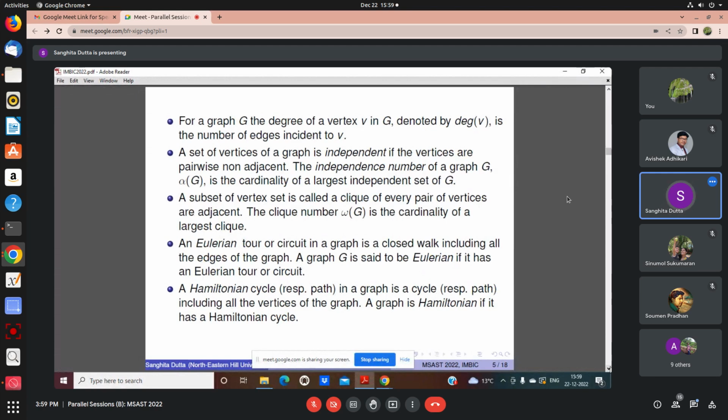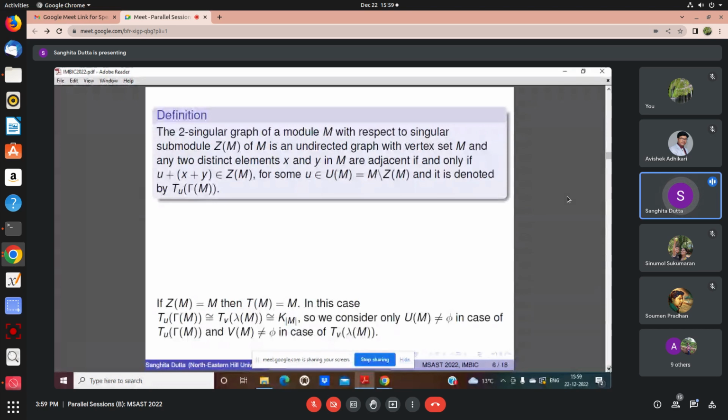The definition: the total singular graph of a module M with respect to the singular submodule Z(M) of M is an undirected graph with vertex set M, and any two distinct elements x and y in M are adjacent if and only if u + x + y belongs to Z(M) for some u in U(M), where U(M) is M minus Z(M). This graph is denoted by T_u Gamma(M).